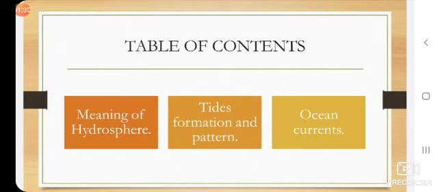Okay, children. Now let us know about ocean currents. Ocean currents are masses of ocean water moving in a definite direction. Ocean currents are large masses of surface water that circulate in regular patterns. Examples of ocean currents are the North Atlantic Drift, the Labrador current, and so on.